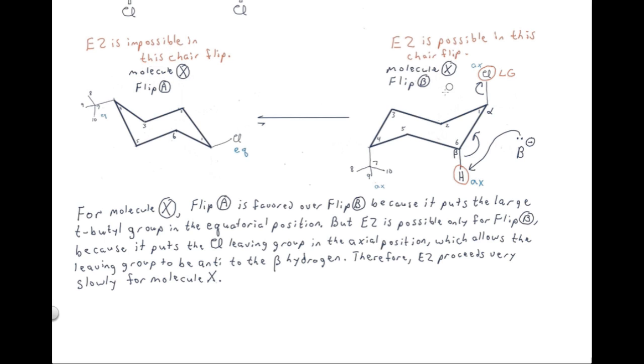It's only possible in this disfavored chair flip because this is the one that puts the chlorine leaving group axial to the beta hydrogen. So if that's what these arrows are showing, we might say that maybe the molecule will spend only 1% of its time in chair flip B, and only during that 1% of the time will E2 be possible. Therefore, E2 proceeds very slowly for molecule X.